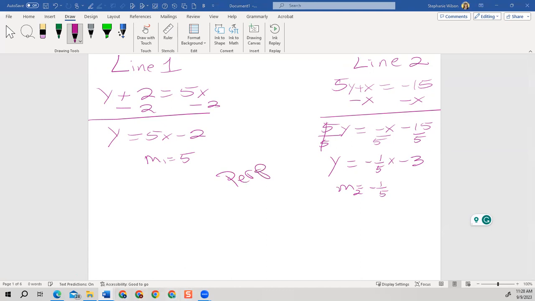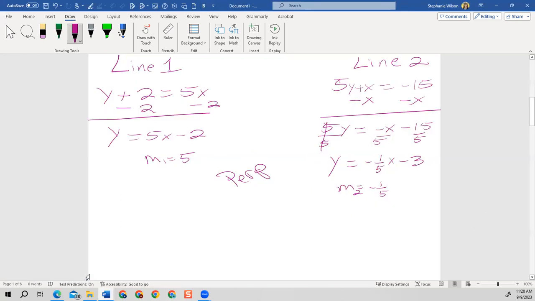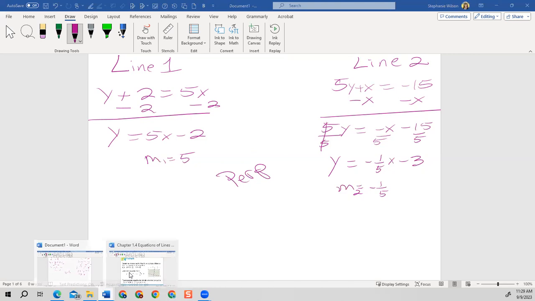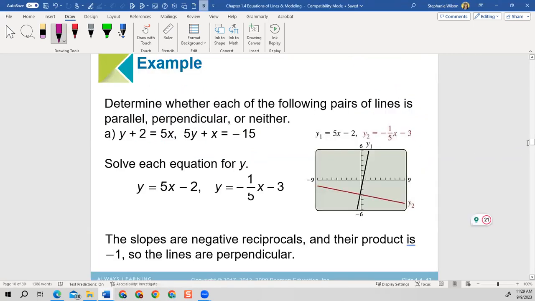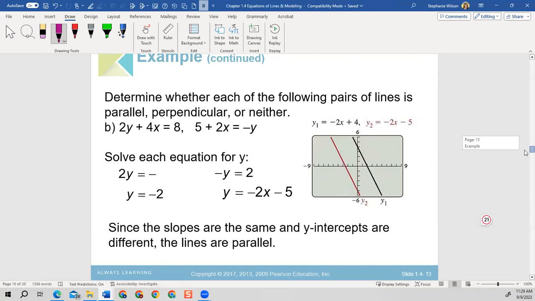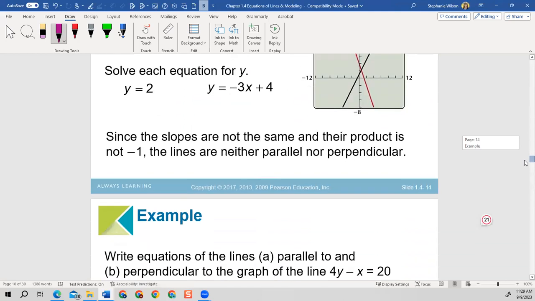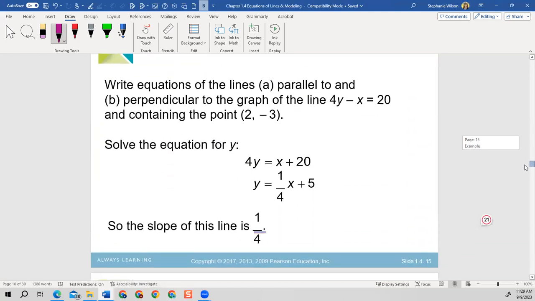Okay. Voila, it's perpendicular. Yay. Now, if the slopes were equal, we would have said parallel. If it didn't give us either one of those options, we would have said neither. All right. So we're going to do the same on that one. I'll let you practice on that one, and this one too as well. So I want to move on.